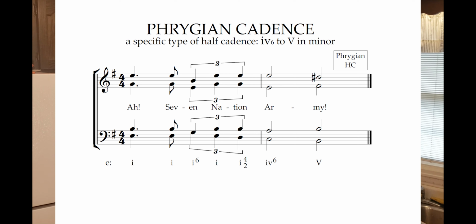You're not going to see this all that often, except for possibly in SATB settings of Seven Nation Army. 4/6, moving to 5. Phrygian half cadence. I'm stuck at home, so I went ahead and recorded this. Seven Nation Army. Phrygian cadence. Now you know.